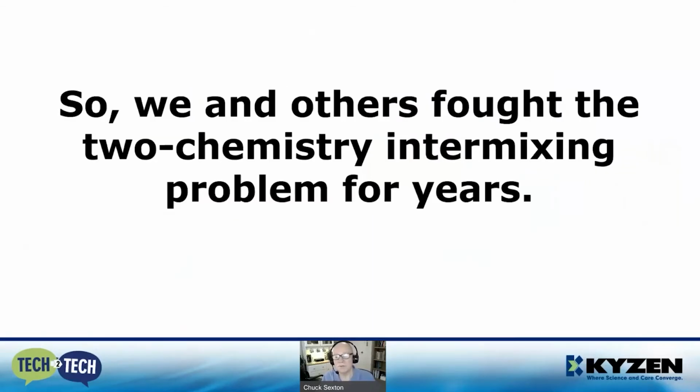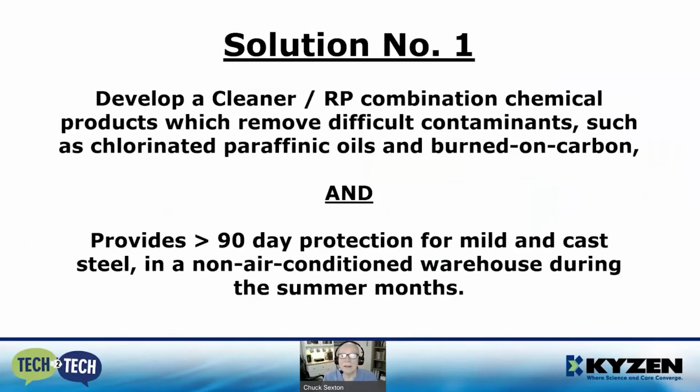So we and others have fought the two chemistry intermixing problem for years. And we've come up with a couple of solutions. Solution number one is development of a combination cleaner RP product that's designed for steel. The pH is a bit too high for aluminum.